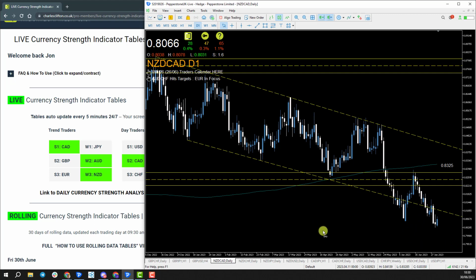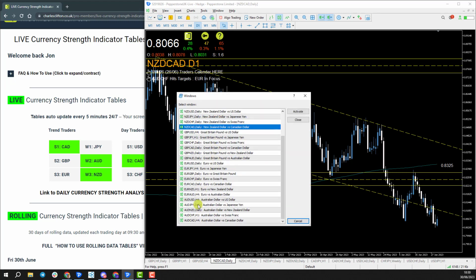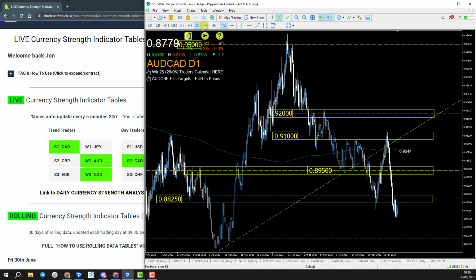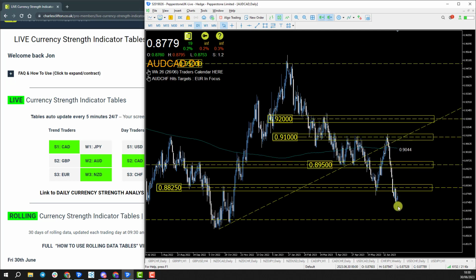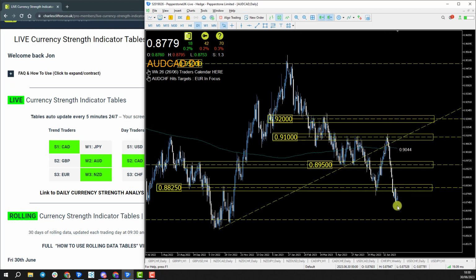If we go take a look at Aussie CAD then, Aussie CAD has been one to watch as well, and very similar to Kiwi CAD, we've broken through some major key levels of support and resistance. You can see we come into the 0.91 handle, we rejected, we've traded through 89.50 and 88.25, so a big move to the downside. Ever since hitting that, we've moved over 350 pips lower.